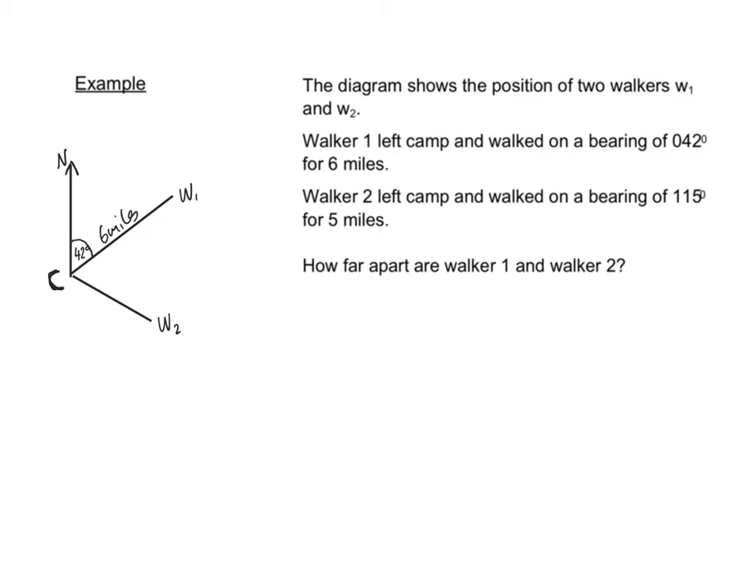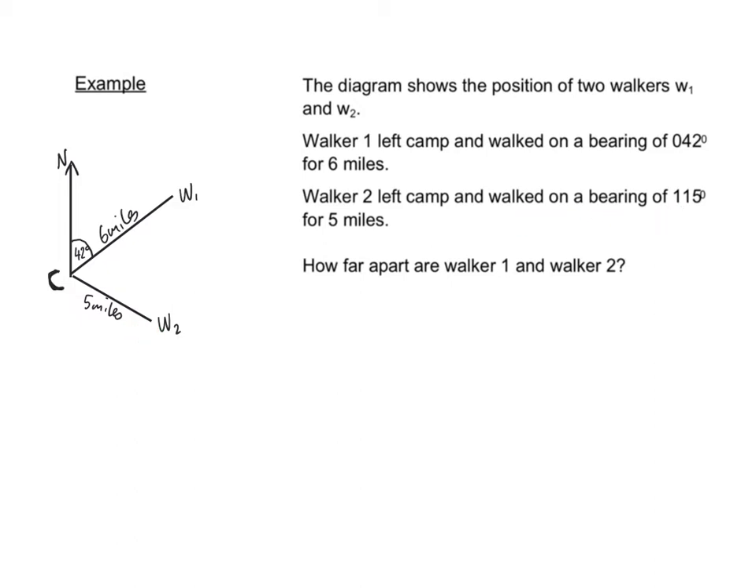The next thing is walker 2. He left camp and walked on a bearing of 115. We'll come back to that. And he walked for 5 miles. So let's just put the 5 miles down here. So 5 miles for walker 2 from his walk, or her walk, from camp to here. And the bearing they walked on was a bearing of 115.